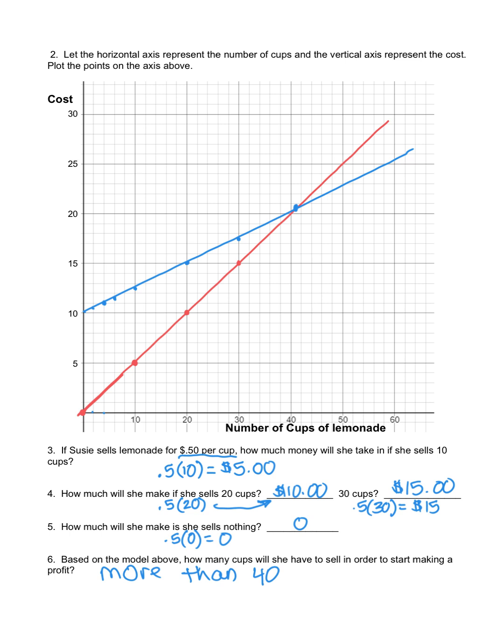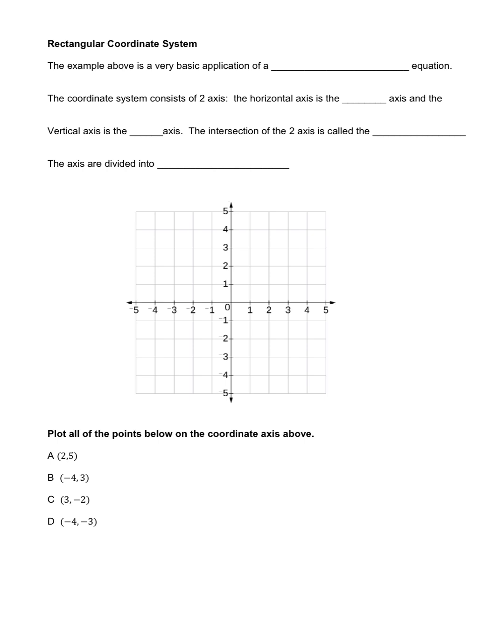Now we're going to go ahead and go to the next page. We have the rectangular coordinate system. It says the example above is a very basic application of a linear equation, so we are going to write linear. The coordinate system consists of 2 axes. The horizontal axis is the x-axis, and the vertical axis is the y-axis. The intersection of the 2 axes is called the origin, and the axes are divided into quadrants.